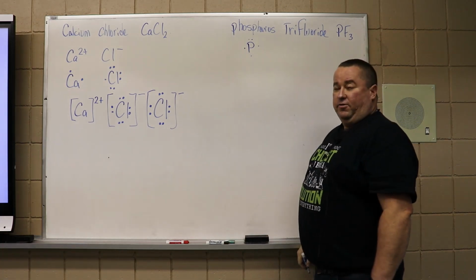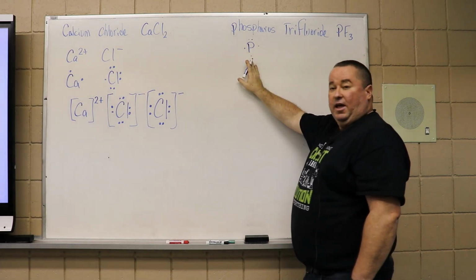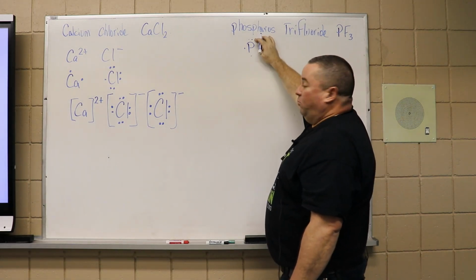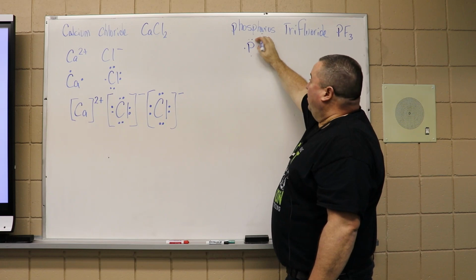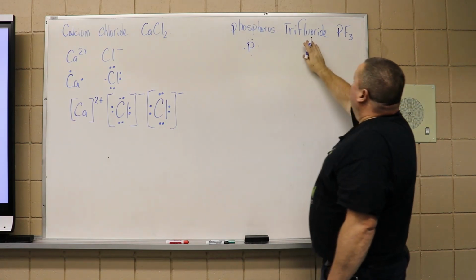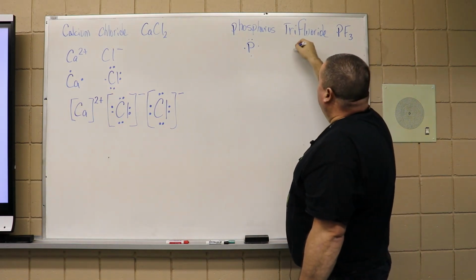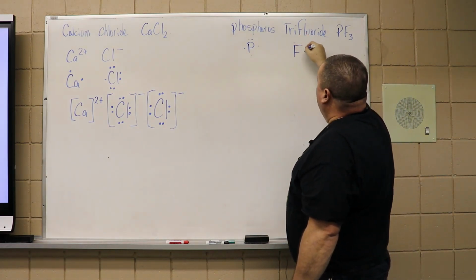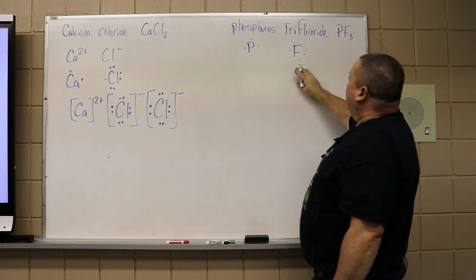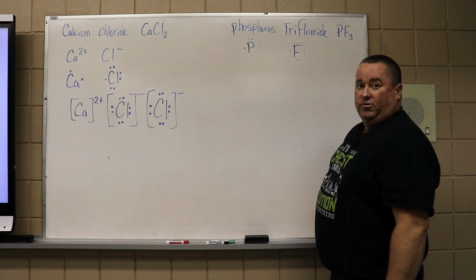So there's a phosphorus. It's in family 5, so it has 5 valence electrons. I see that it has 1 lone pair, which is not involved in bonding, and 3 bonding electrons. The fluorine, like the chlorine from before, is in family 7. It has 7 valence electrons, so I see that it has 3 lone pairs and 1 bonding electron.